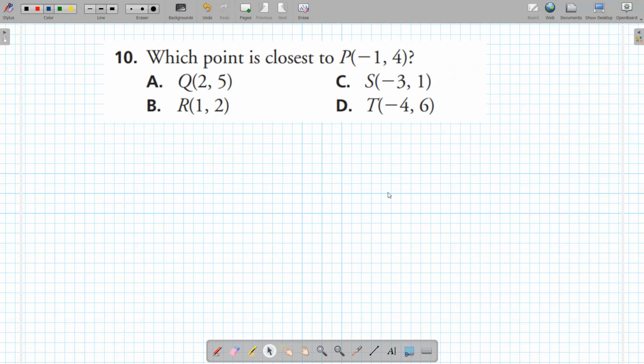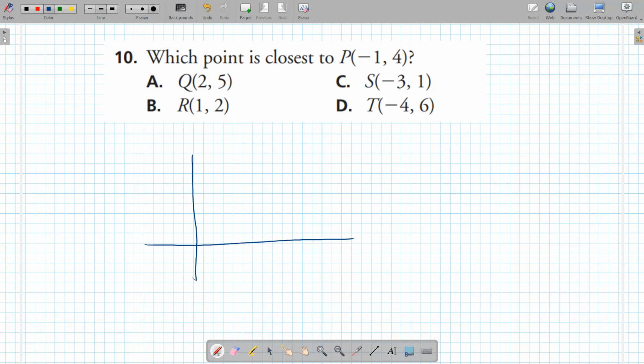Which point is closest to P (-1, 4)? How do you think we do this? We need to find the distance between 2 points. We're going to have to use the distance formula, okay? The distance formula is just the Pythagorean theorem. It's just finding C.